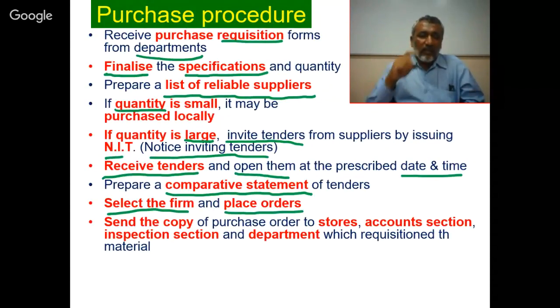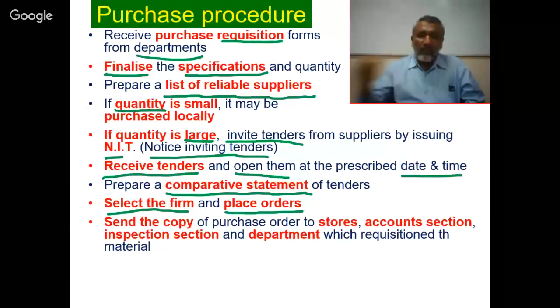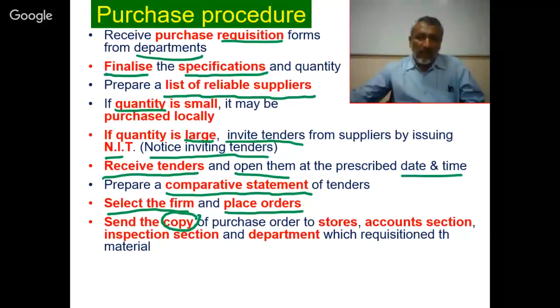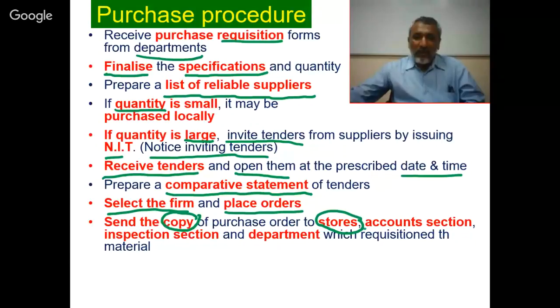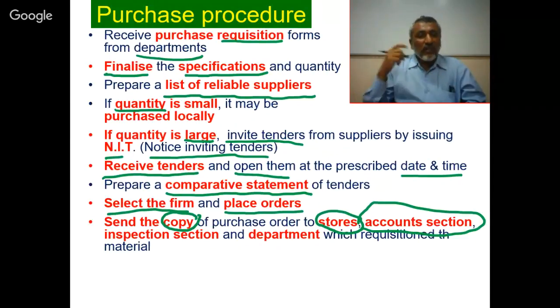Once the purchase orders are issued, different people are to be notified of the purchase order. That is, a copy of the purchase order is to be given to different people. It has to be given to the stores to ensure that he is prepared to receive the material when it comes. That means he has to make arrangements for storing the materials which are supposed to come from the supplier. A copy of the purchase order is to be given to the accounts section so that he will know about the payment to be made to the supplier after he supplies the item.